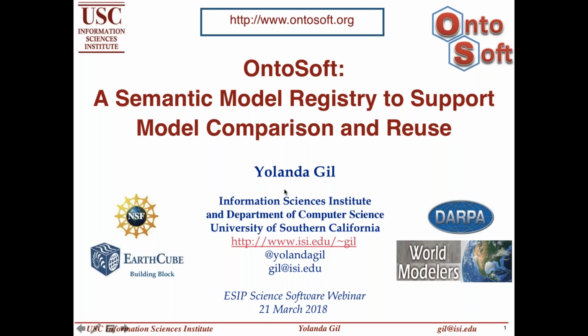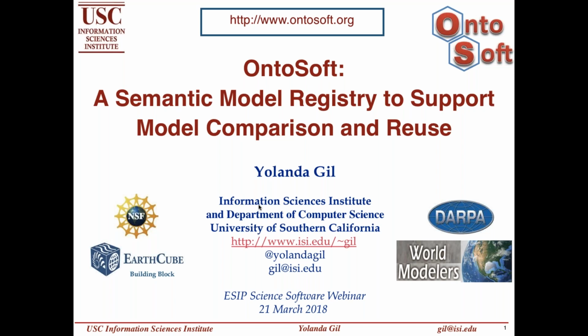And I want to talk about using semantics to build registries of models, in particular to support model comparison and reuse. So typically, we see software repositories and software registries where one can deposit the software, where one can find the software and maybe even run it. But it's much harder to compare two models or two pieces of software and figure out how to reuse them. That tends to take a long time. So we're focusing on those topics.